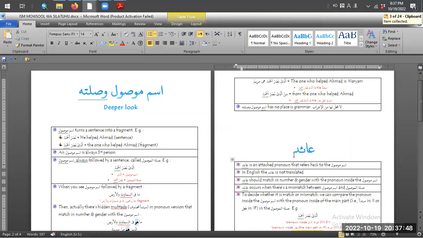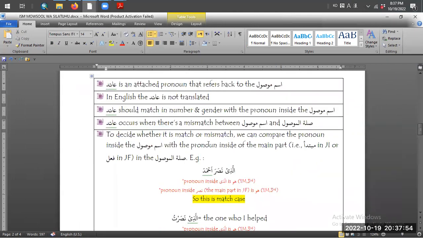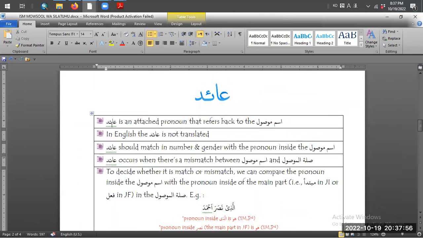Oh, okay. One more thing. In "aid", just remember, it just popped up in my head. Aid is an attached pronoun. In English, the aid is not translated. Aid should match in number and gender.